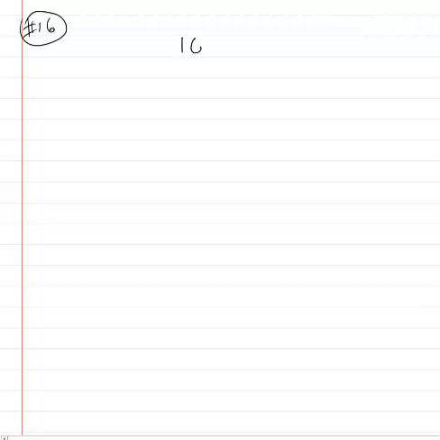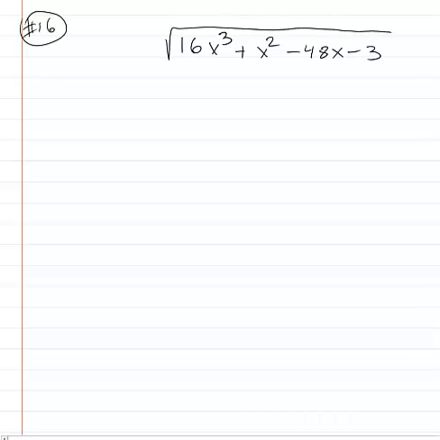Let's go ahead. 16x cubed plus x squared minus 48x minus 3. We're going to divide this by 8x squared minus 24, right?